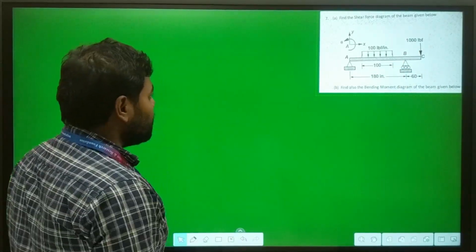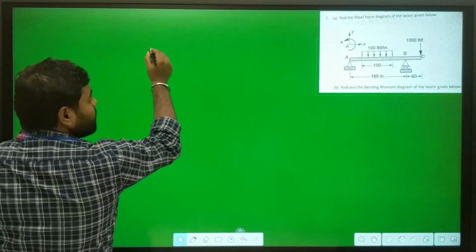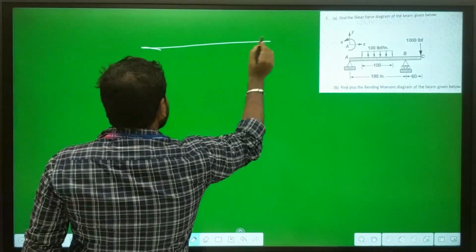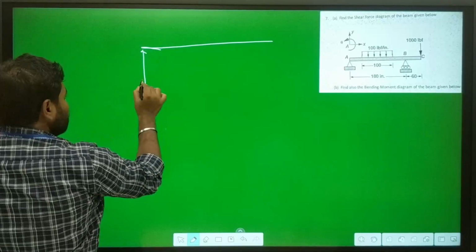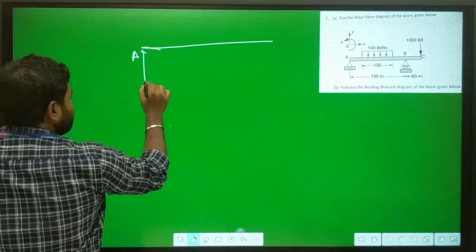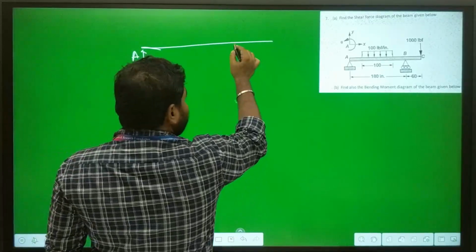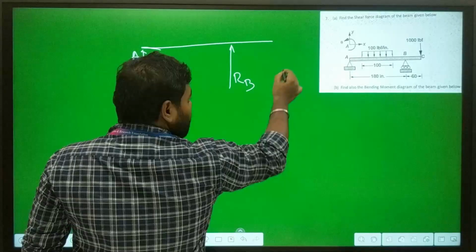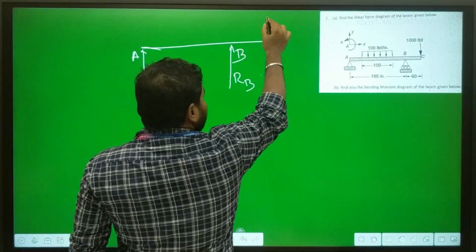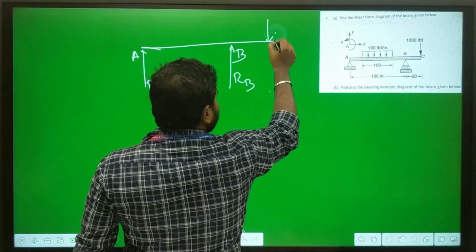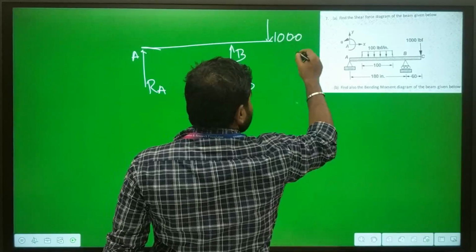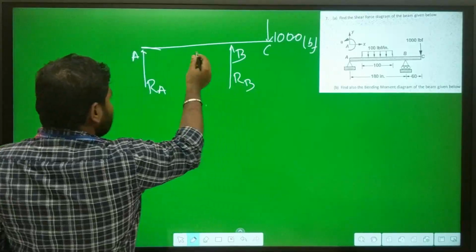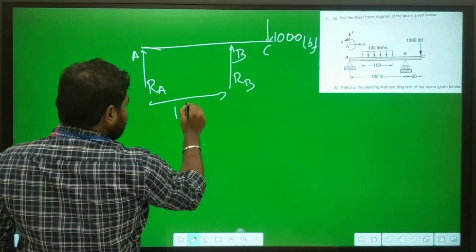So first we have to make the free body diagram. For the free body diagram, let us say that is point A, there is a support, that is RA. At point B there is also another support. At point C there is a fixed load of 1000 pound force, and this distance is 180 inch.